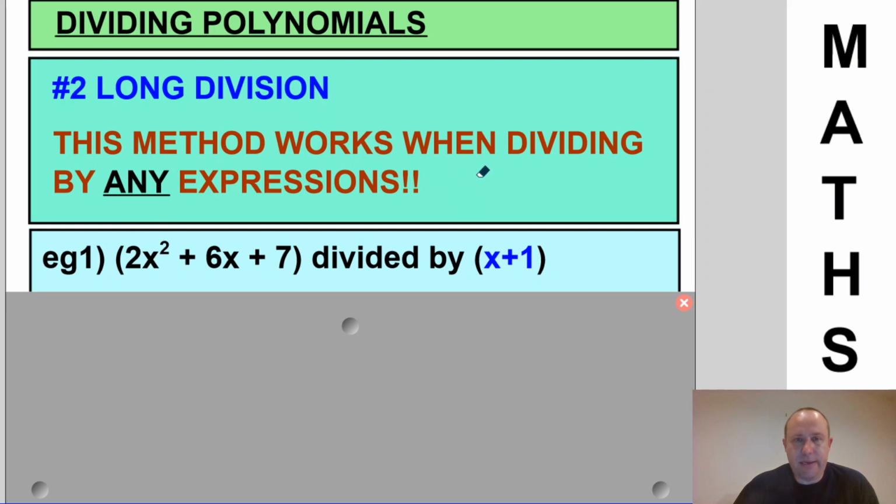All right, welcome back. The other method is long division. And the advantage of this is it works for any question. So you don't just have to divide by linear. You can divide by quadratics, by cubics, by anything you like. The disadvantage is it's a little bit more difficult.